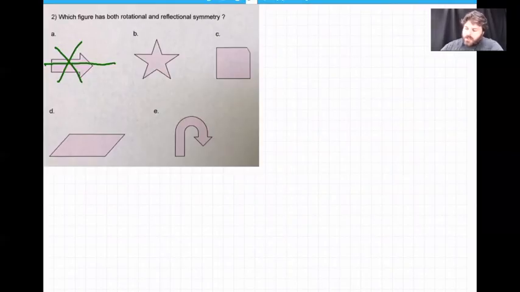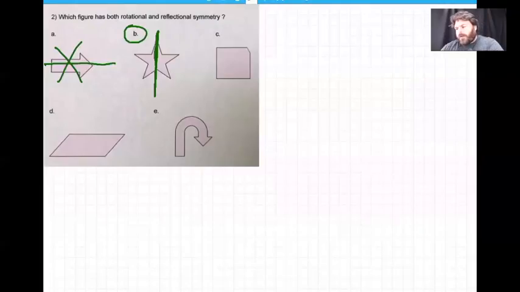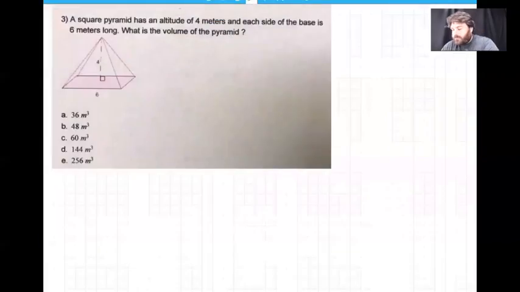All right, B looks like it has reflectional, right? You can see down the middle here, it's the same on both sides. But also, if I just rotate it around a little bit, you'll see it's the same star. So that has both rotational and reflectional. C, well, it looks like it might have reflectional, but it doesn't have rotational. D has rotational. You can spin it halfway around and it'll be the same thing, but it doesn't reflect. And E has neither rotational or reflective. So it's got to be B. It has both rotational and reflective.